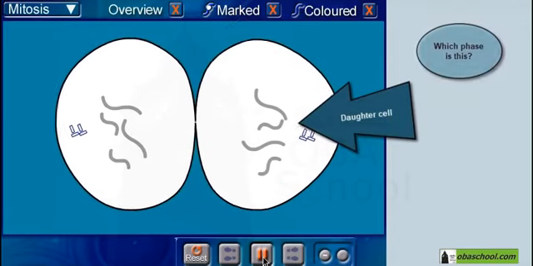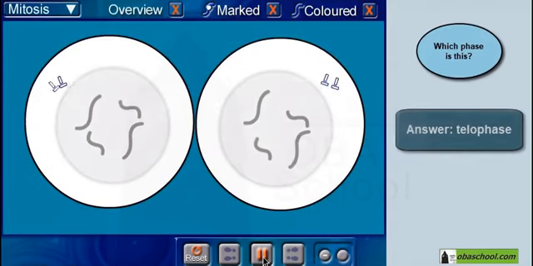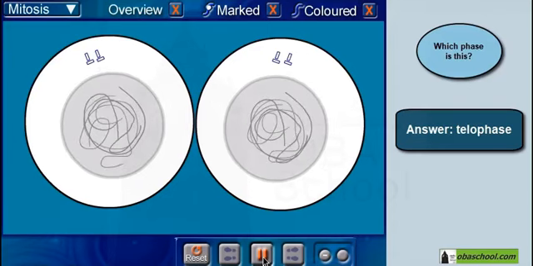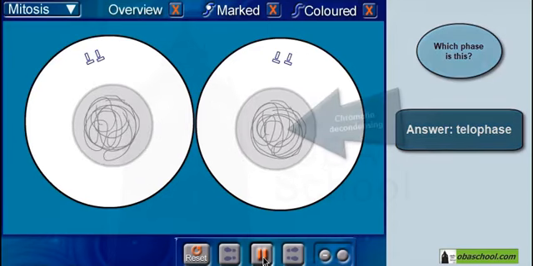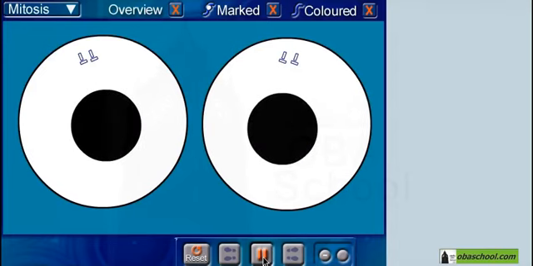Now, what phase of mitosis is this one? The answer is telophase. So there we go. We have two daughter cells. Of course, the chromatin will decondense. We have two daughter cells that are identical to each other and to the parent cell.